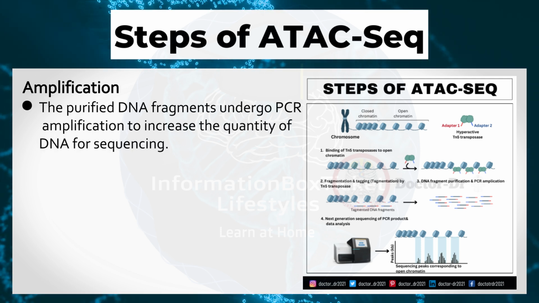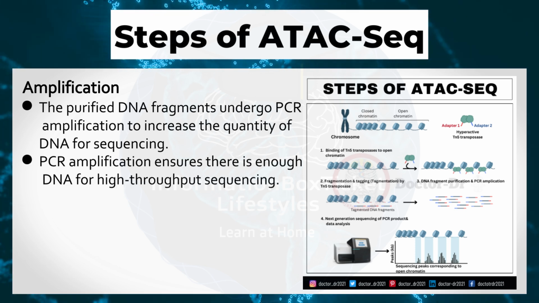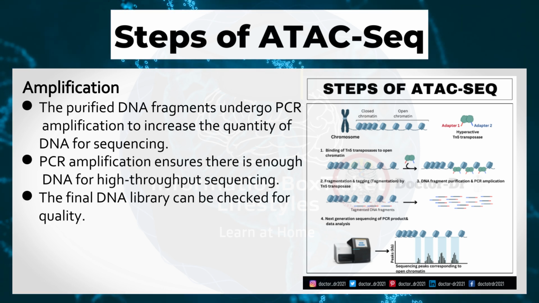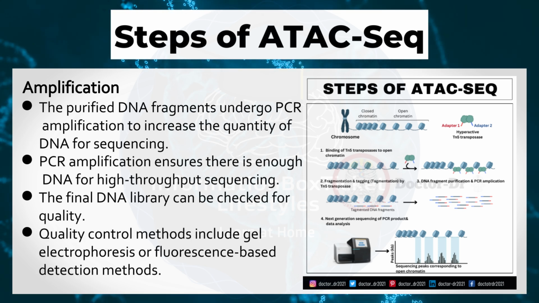Amplification. The purified DNA fragments undergo PCR amplification to increase the quantity of DNA for sequencing. PCR amplification ensures there is enough DNA for high-throughput sequencing. The final DNA library can be checked for quality. Quality control methods include gel electrophoresis or fluorescence-based detection methods.